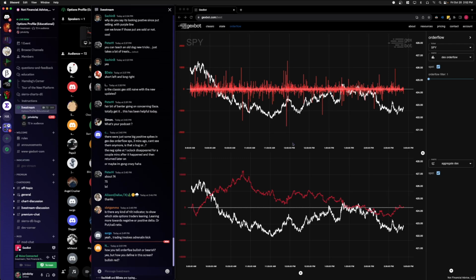No, oh, I understand your question now. Okay, yeah, so bullish flow means it's positive here. Like, look at this axis. Bearish flow means it's negative.